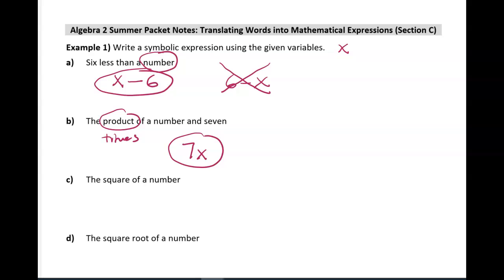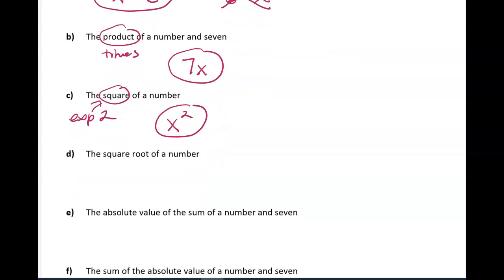The square of a number, square stands for an exponent of 2. So that means the number raised to the second power. In D, we're looking at the square root of a number. Square root is the inverse operation of squaring. So that's denoted by a radical, the square root of x.